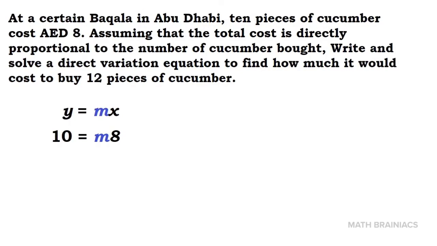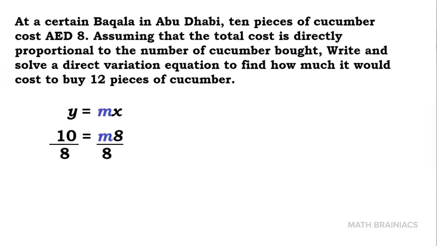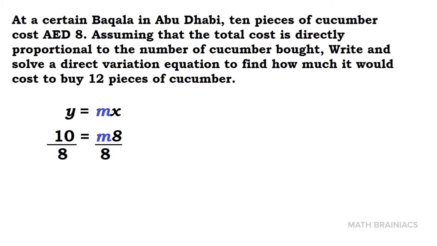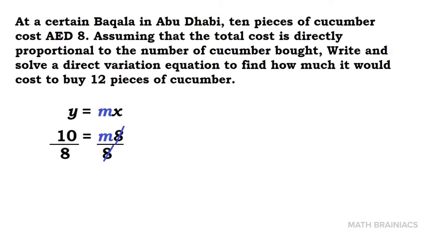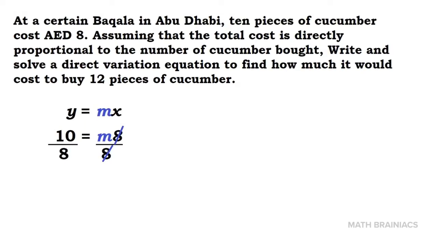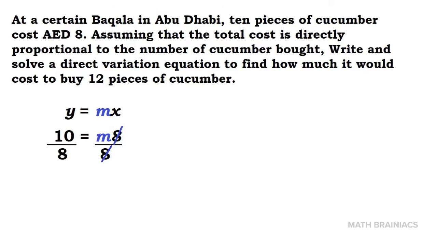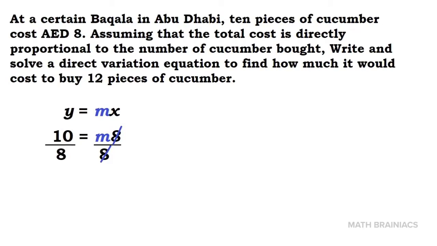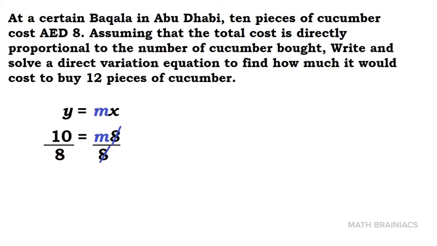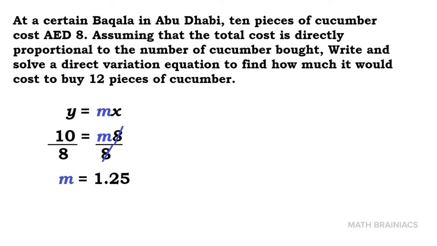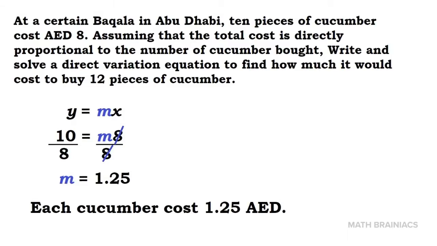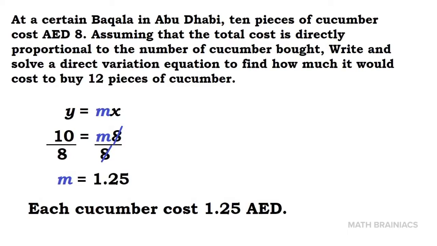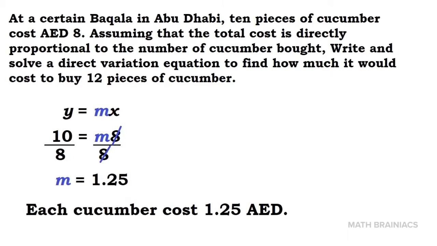Accordingly, 10 is equal to mx. To solve for m, we are going to divide both sides by 8. And we can cancel out the 8 on the right side. As a result, we can work on 10 divided by 8 to solve for m. And it will give us 1.25. Accordingly, each piece of cucumber costs 1.25 dirhams.